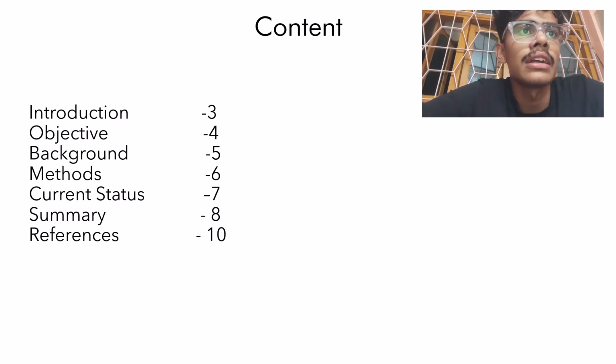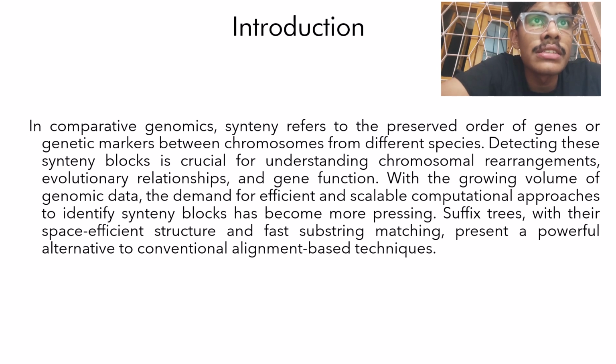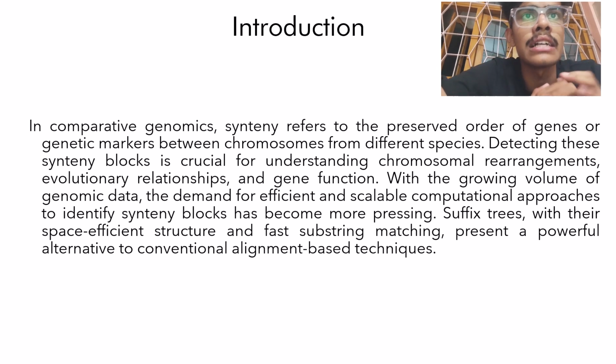So let's introduce this concept of Synteny to you. Synteny basically means the conserved order of genes or genomic markers across the chromosomes of different species. What it means is how two genomes can evolve over time, or how chromosomes can be rearranged, even if the function of certain genes is based on their context. How can they be rearranged to form newer genomes?